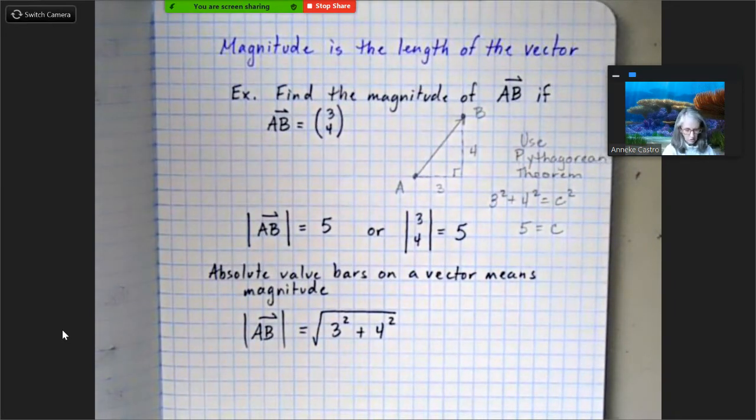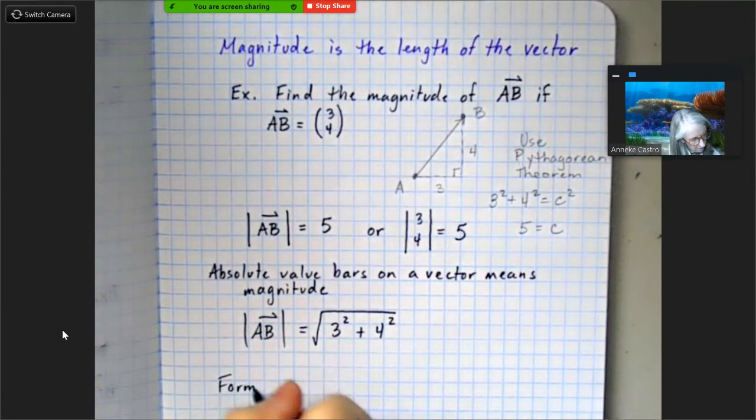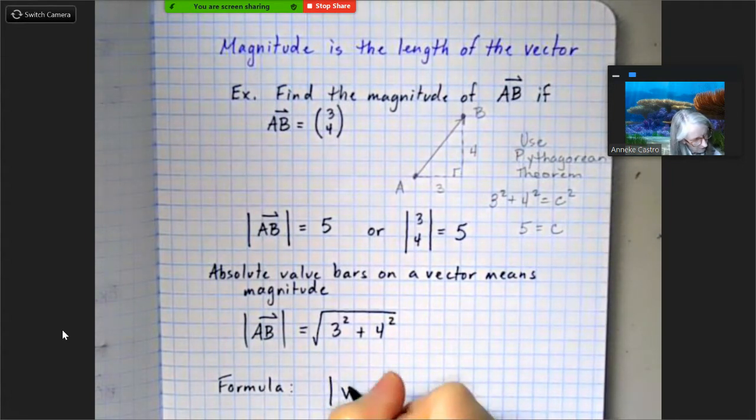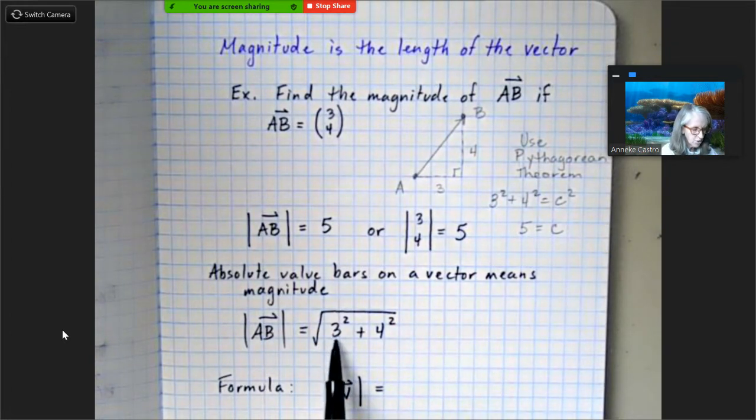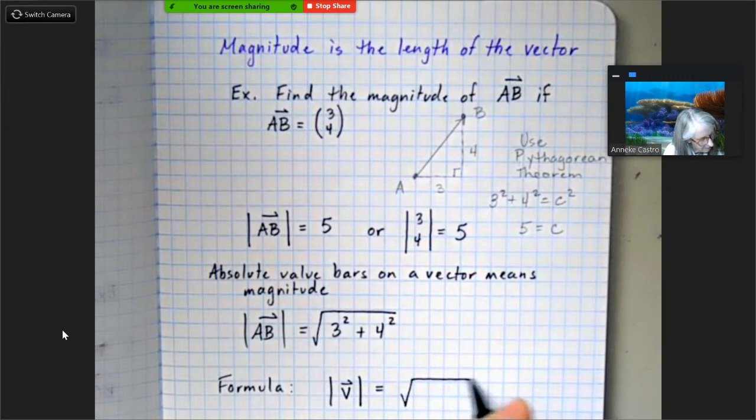In general, what you'll see in the formula packet is they use the letter V for vector. So the formula that you'll see in the packet is the absolute value of vector V is equal to, now this is the first component and this is the second component. So the way they refer to these is they write it like this. They'd say V1, the first component squared, plus V2, the second component squared. Okay, and that would be for 2-dimensional space.